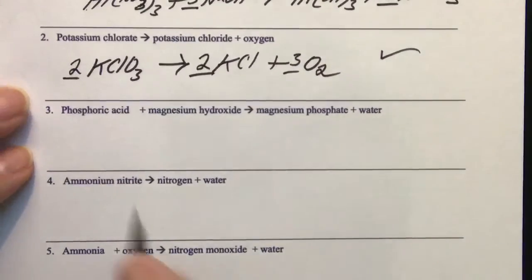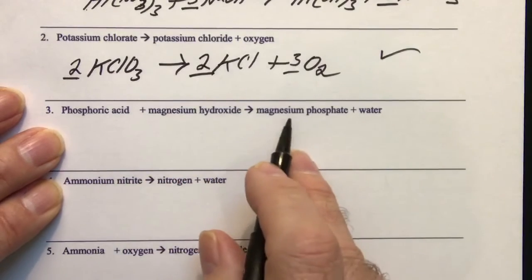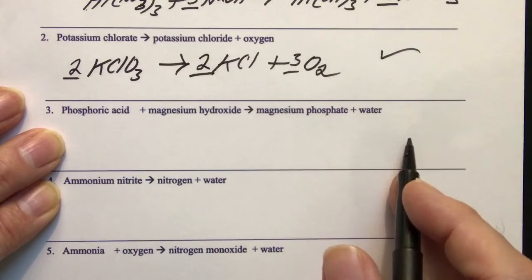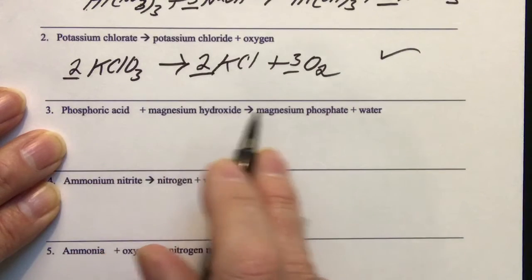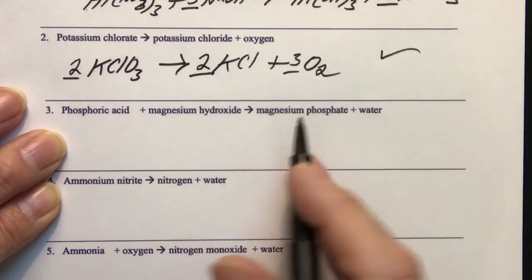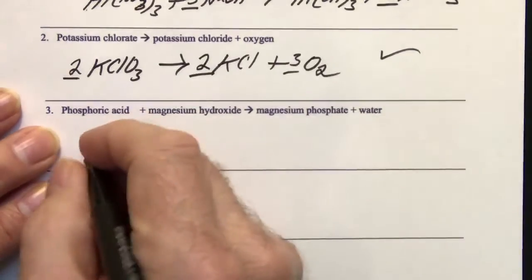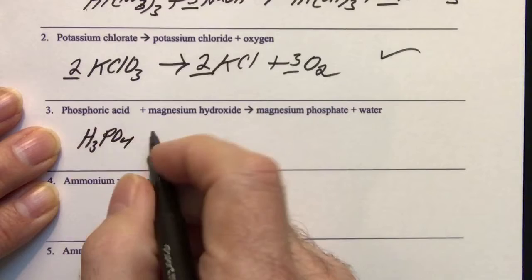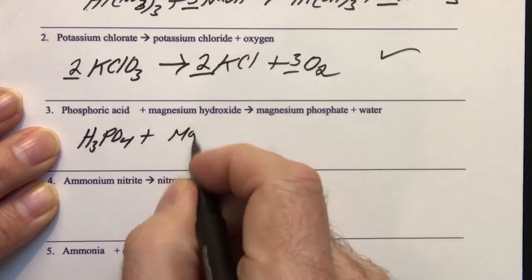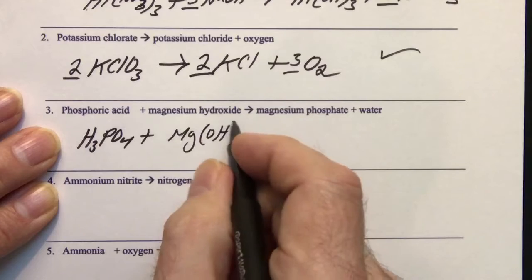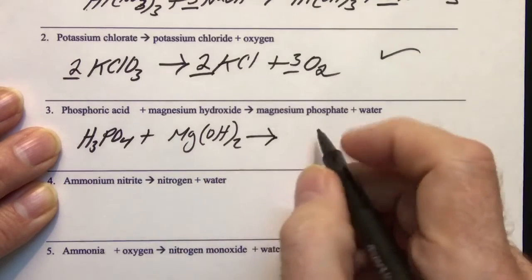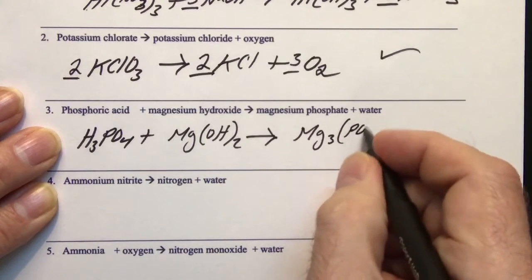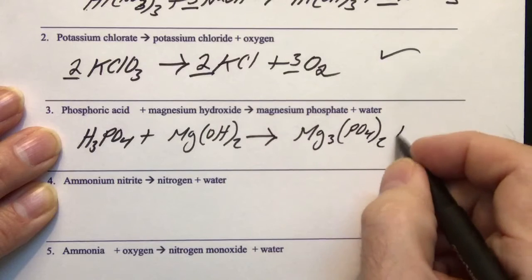Next, phosphoric acid and magnesium hydroxide produces magnesium phosphate and water. This also is a double replacement reaction. More specifically, it's a neutralization reaction, an acid reacting with a base to form water and an ionic compound, or what we say is a salt. Phosphoric acid, H3PO4, plus magnesium hydroxide produces magnesium phosphate and water.